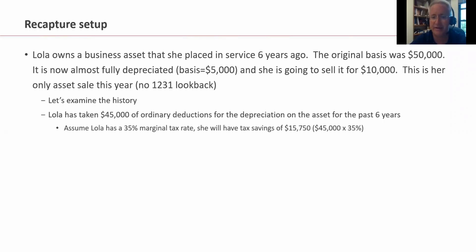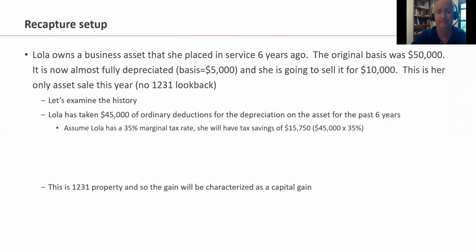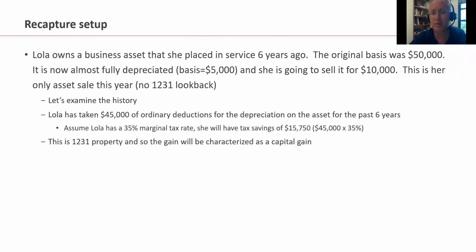Assume that Lola has a 35% marginal tax rate. She will have saved $15,750 in taxes as she's depreciating that asset over time. That's just the $45,000 in depreciation times 35%. But this is 1231 property. And if it's her only sale, the gain's going to be characterized as capital gain. So that means that the gain will be taxed at only, in this case, we're assuming 15%. So her gain will result in tax of $750.